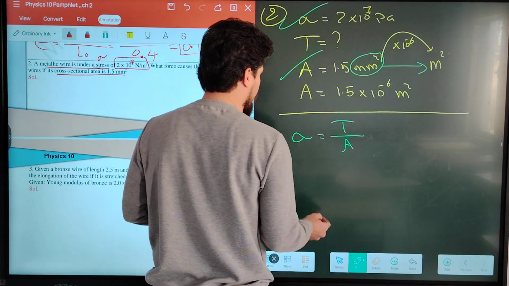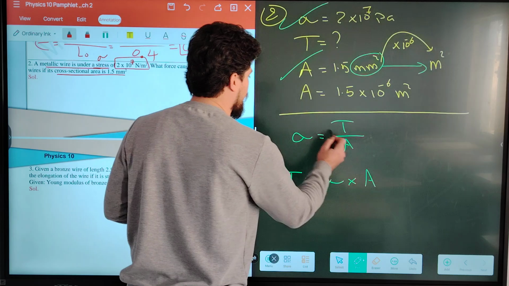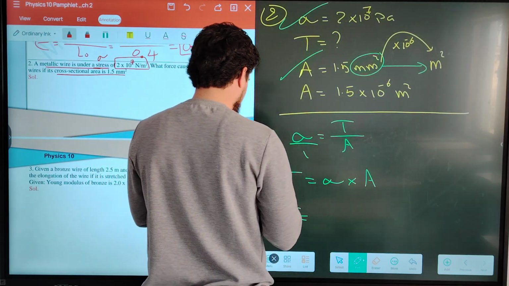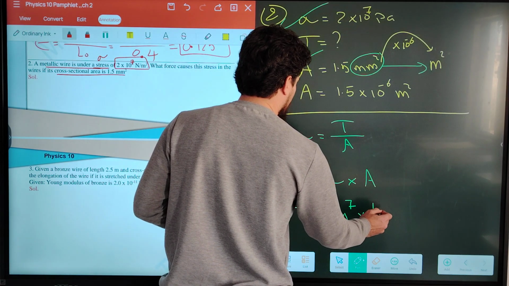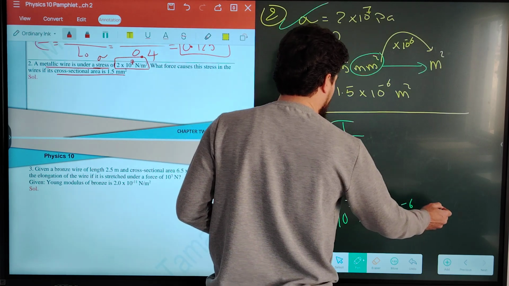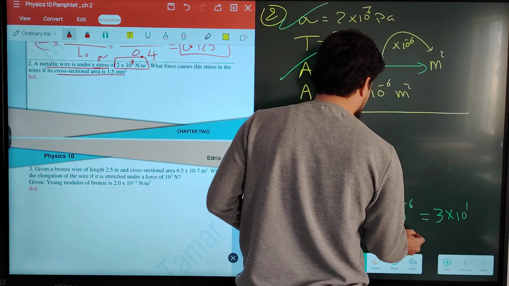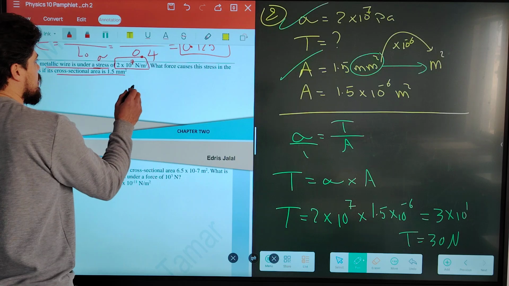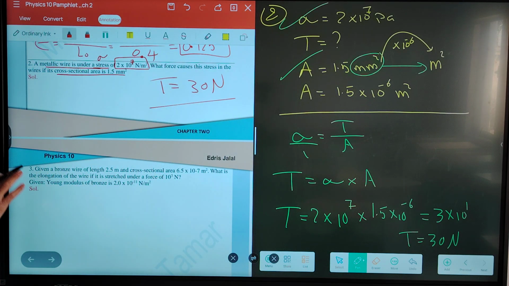Stress is equal to tension over area, okay? Tension is equal to what? Sorry guys. Stress times area. We have stress, given as 2 times 10 power 7, and area, 1.5 times 10 power negative 6. 2 times 1.5 is 3. 10 power 7 times 10 power negative 6 is 10 power 1. Tension is equal to what? 30 Newton. This is question 2.